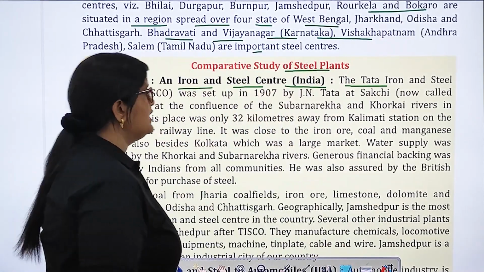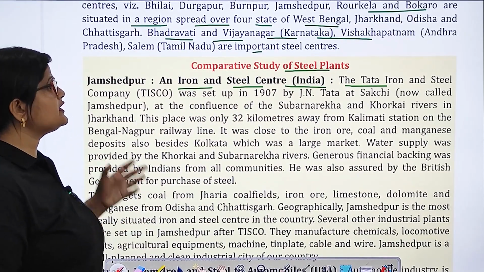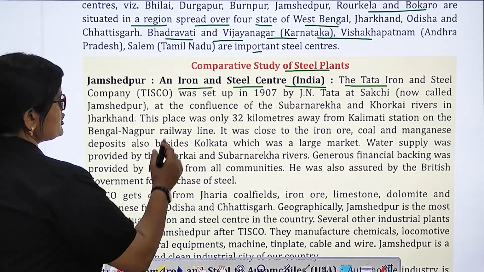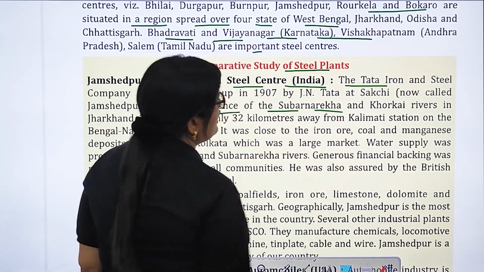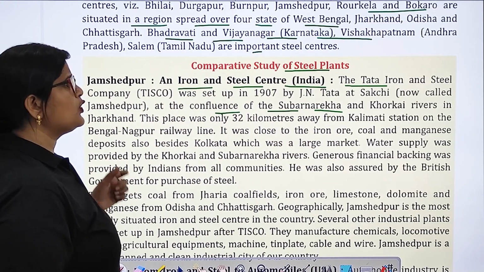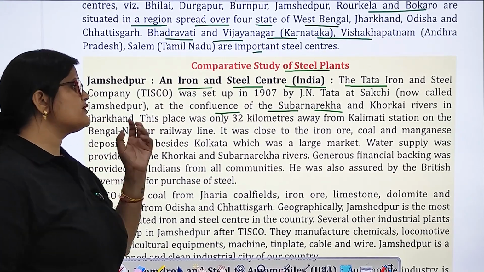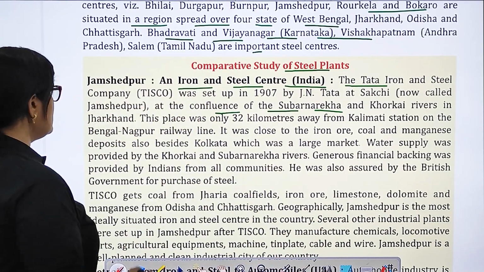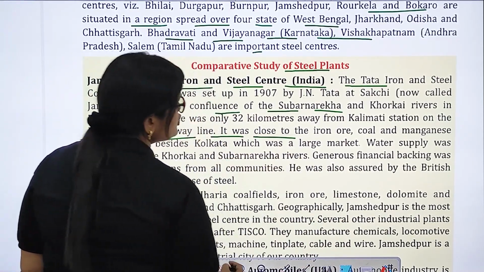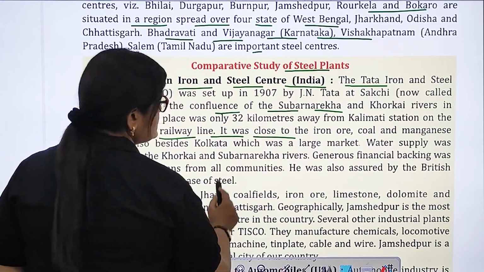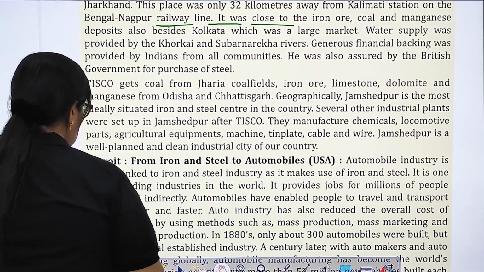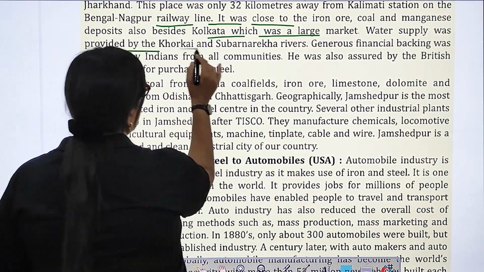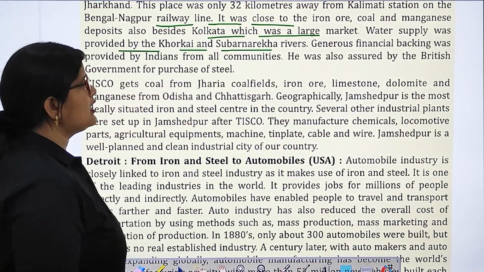The Tata Iron and Steel Company, TISCO, was set up in 1907 by J.N. Tata at Sakchi, now called Jamshedpur, at the confluence of the Subarnarekha and Kharkai rivers in Jharkhand. This place was only 32 kilometers away from Kalimati station on the Bengal-Nagpur railway line. It was close to the iron ore, coal and manganese deposits also.